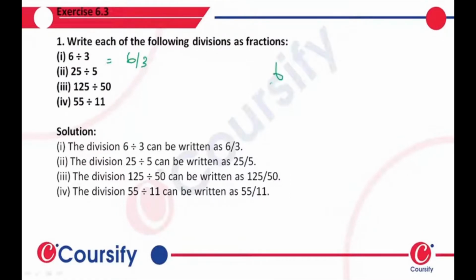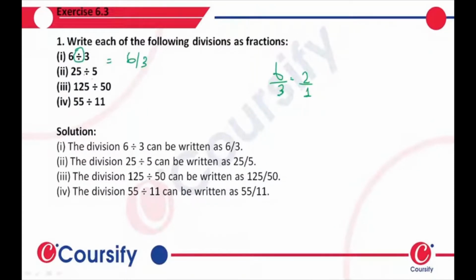So let's check 6 by 3. Can it be simplified? It can be simplified, and 6 by 3 is actually 2 by 1. So the actual answer can be written as 2 by 1, but all they've asked us to do is write it in the form of fractions. So 6 divided by 3, this is an operational symbol. So just write it as 6 by 3.